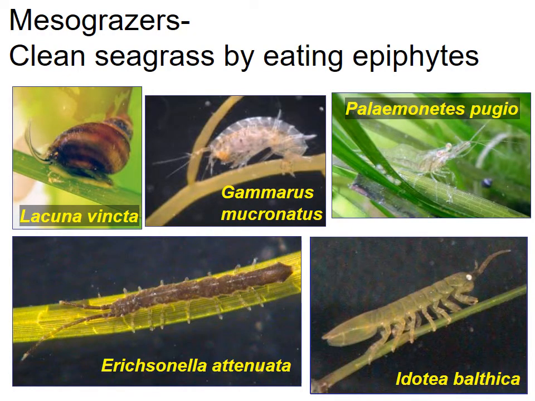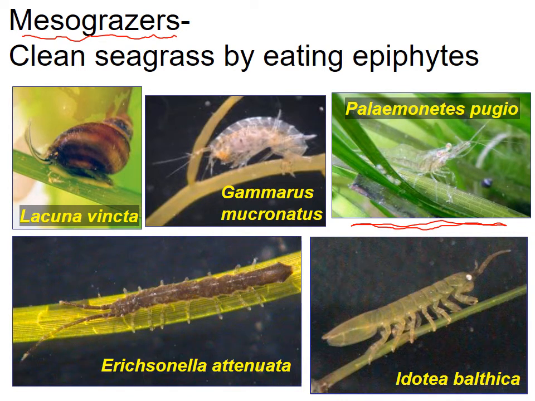So there's a name for the small epiphyte-eating organisms that come from many branches of the evolutionary tree, and that name is mesograzers. So meso means kind of small. So they're kind of small grazers, and they mostly eat algal epiphytes and not the seagrass. So here's the Lacuna vincta, there's the Gammarus mucronatus, which is a type of amphipod, Ericksonella attenuata, one of the isopods, Idatea baltica, another isopod. Palaemonetes pugio is called the grass shrimp.